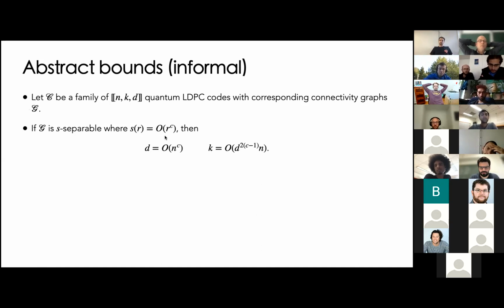What does this mean for the properties of our code? First, it says that the distance of your code can scale at most as n to the c. So the size of the distance is going to be upper bounded by the size of your separator. The second bound says that there's a trade-off between k and d that is induced by this separator. Namely that k times d to the 2 times c minus 1 is at most n.